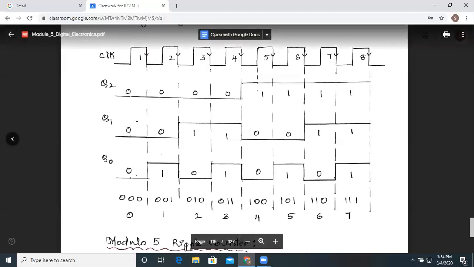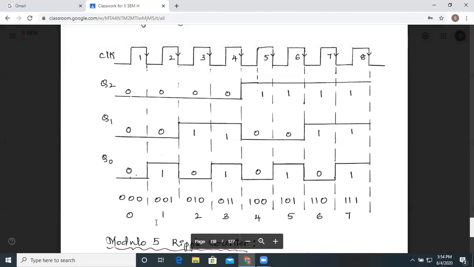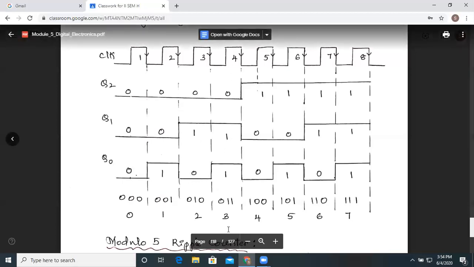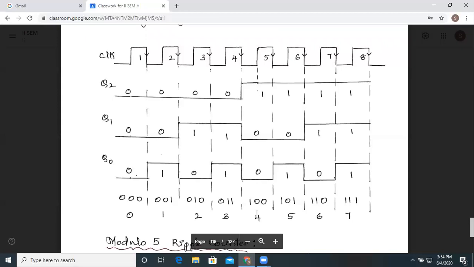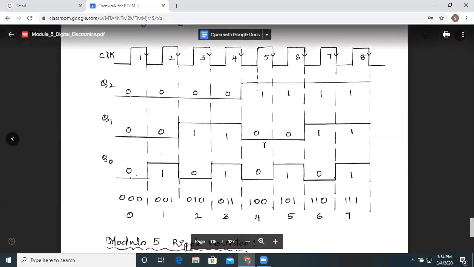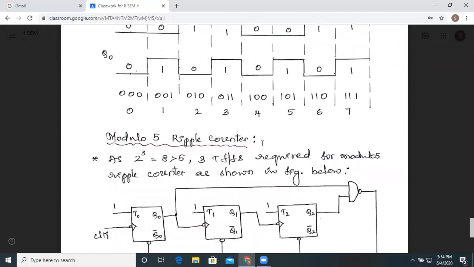With this, vertically you see, and you need to write this. How to write this here? Start from Q0, Q1, Q2. So it is 0, 0, 0. It is state 0 that we are writing. Here it is 0, 0, 1, so it is 1. 0, 1, 0, it is 2. 0, 1, 1, 3. 1, 0, 0, 4. 1, 0, 1, 5. Like this we need to write the rest of the things.